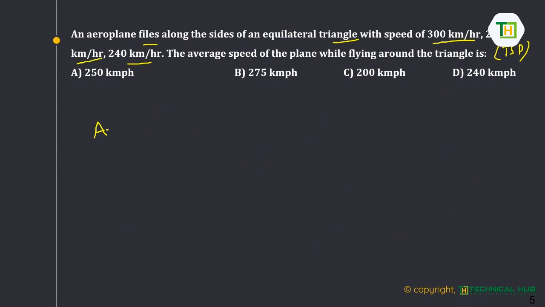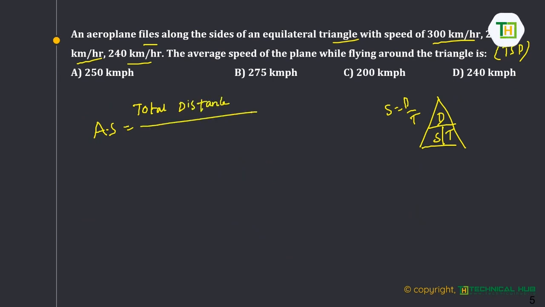Okay. So you know what the formula for speed is? Speed formula is equal to distance by time. So speed is equal to distance by time. Here I want average speed. So average speed is nothing but total distance by total time taken. The average speed is nothing but total distance upon total time taken.